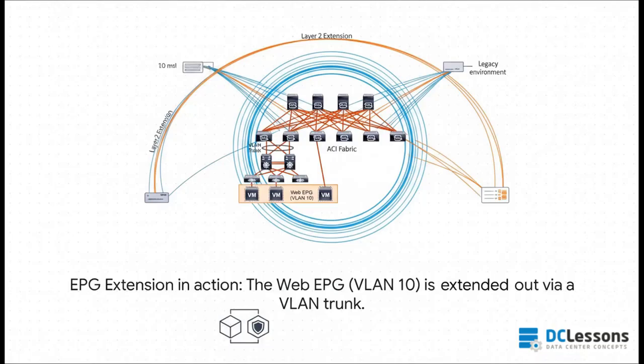And here you can see it in action. The web EPG for VLAN 10, it's right there on a VM connected directly to an ACI leaf. But thanks to this EPG extension magic, it also exists on those VMs connected way over on the legacy switches. They are all, and this is the key part, of the same EPG. They're sharing the exact same policy, even though they're in completely different parts of the network, physically speaking.